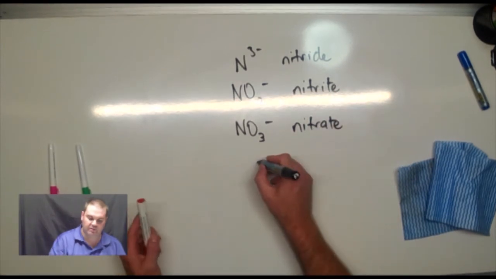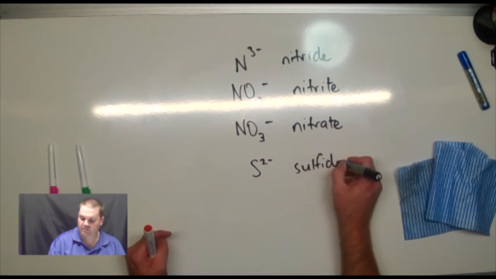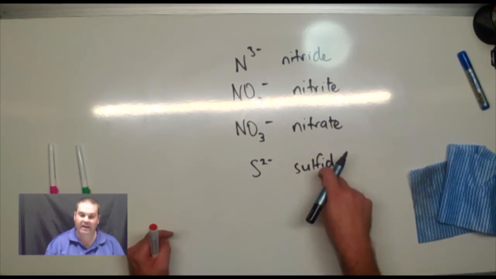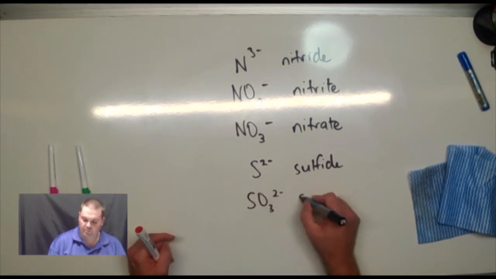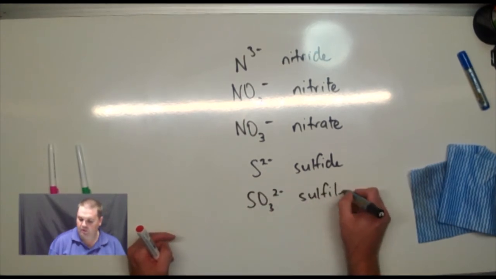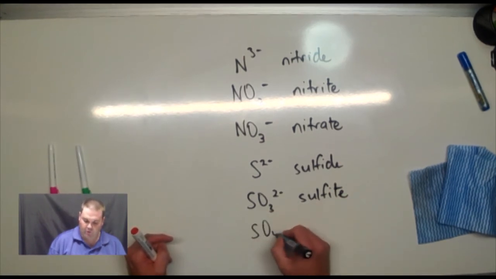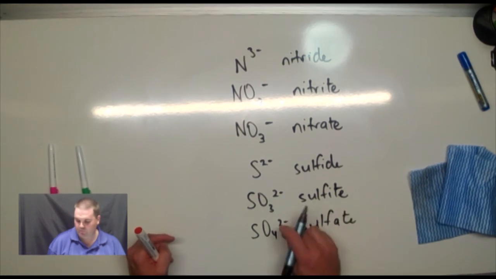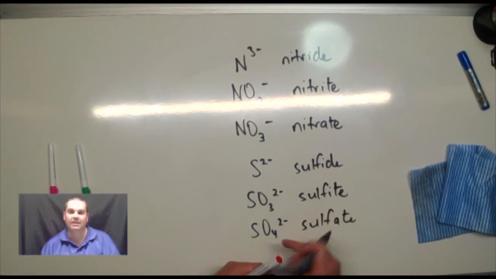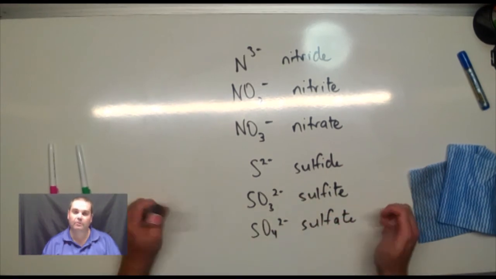Exactly the same when you look at the sulfates. S2- is sulfide. Sometimes you'll see it spelled with a ph as well, exactly the same, doesn't matter. SO3 2- is sulfite, with an ITE. SO4 2- is sulfate, more oxygen than that one, so it gets the ATE on the end. Learn the names, practice writing the formulae, you'll get it in no time.